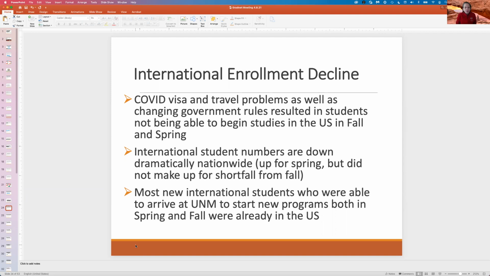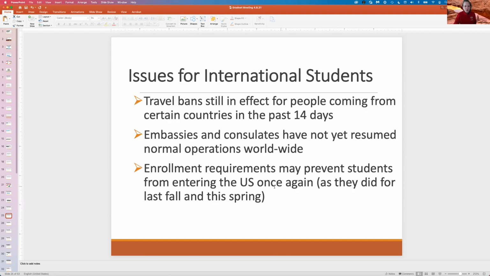And in general, the problems are around the travel, the visas, and the changing government regulations, which determine what a student needs to enroll in, whether it has to be in person or face-to-face, and then whether they can make it here on time. Most new international students who were able to get here, as I said before, in both fall and spring, were coming from other institutions in the US. And a lot of our own undergraduate students were going on to graduate programs because it wasn't a good time to go out into the workforce or to go somewhere else. So it's been a shifting environment in terms of enrollment.